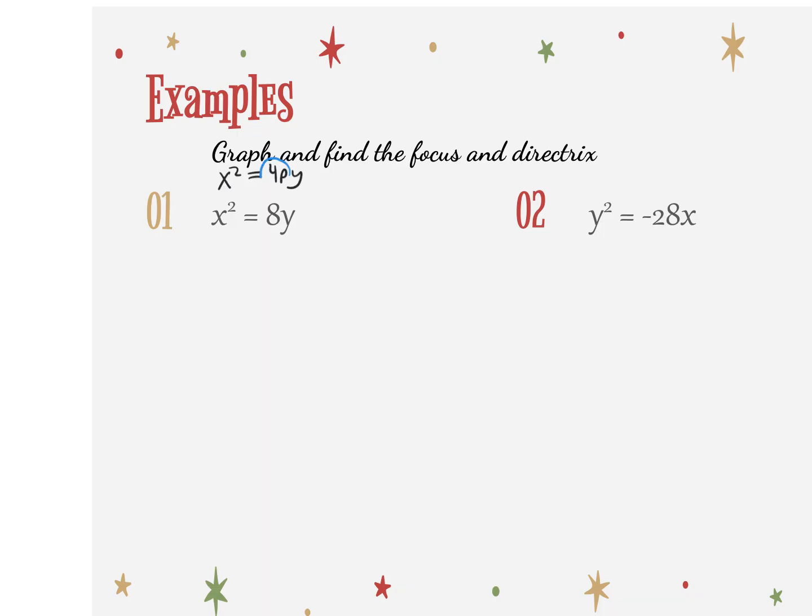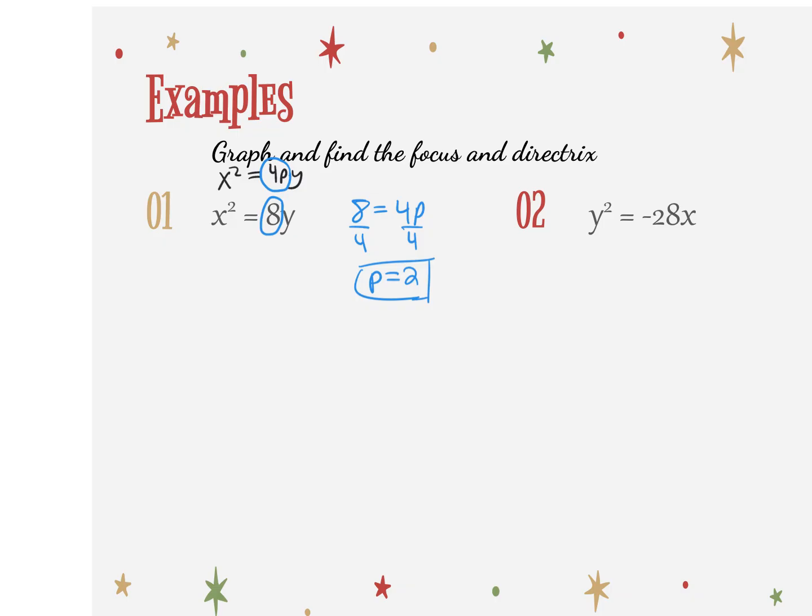It looks like that 4p is going to match with that 8. Everything else matches too: the x squared matches with the x squared, the y matches with the y. So I'm going to take whatever's in front of the y and set it equal to 4p. So I'm going to do 8 equals 4p, and then divide by 4. I get p equals 2. That helps us because now I can say that the focus of my parabola is going to lie 2 units away from the vertex.